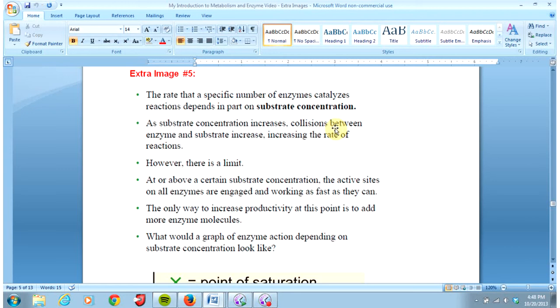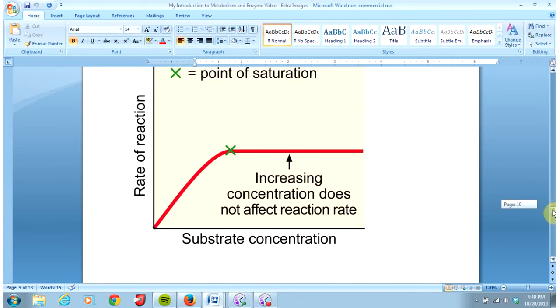However, if you reach a point where all of the active sites in the enzymes are being used and the enzymes are working as quickly as they can, you really cannot increase the rate of reaction by adding more substrate molecules. At that point, we say that all of the enzymes are saturated.